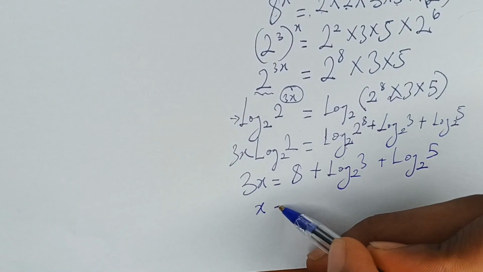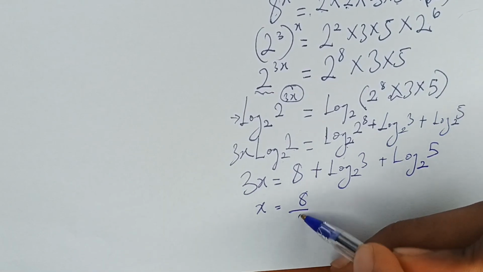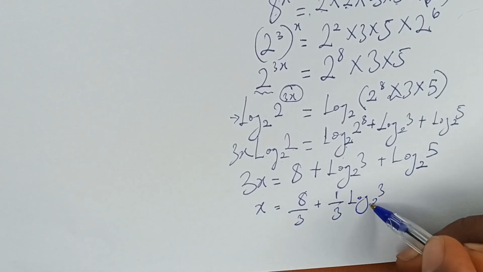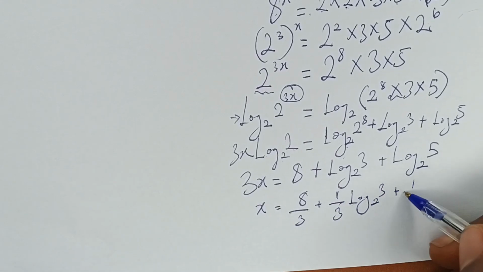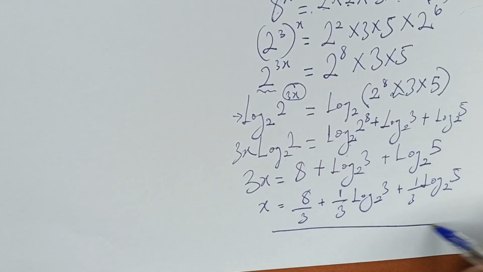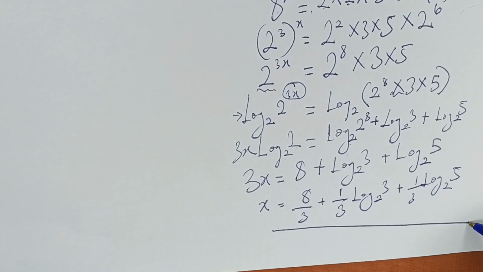Finally, our x now becomes equal to 8 divided by 3 plus 1 over 3 times logarithm of 3 to base 2 plus 1 over 3 times logarithm of 5 to base 2. And this becomes our final answer to this question.